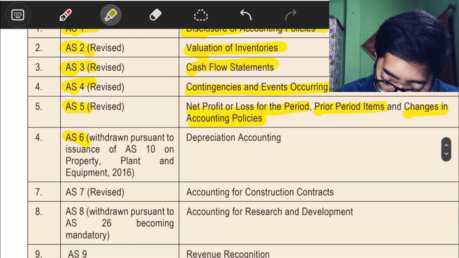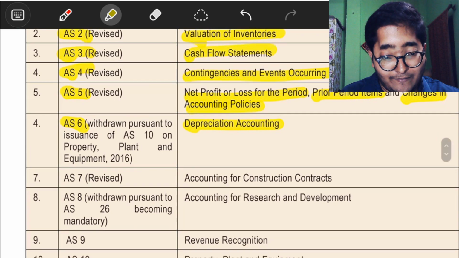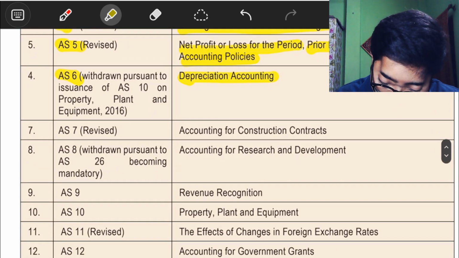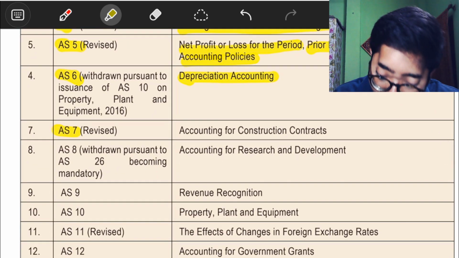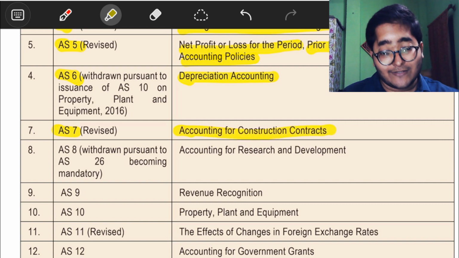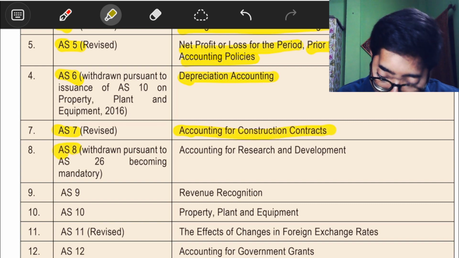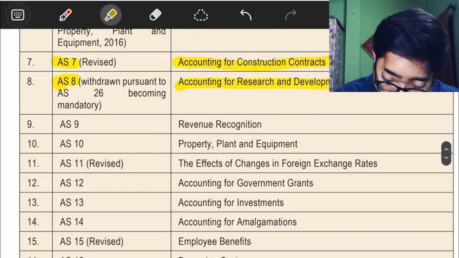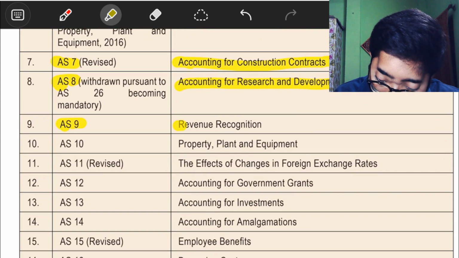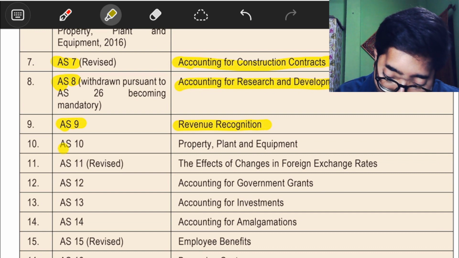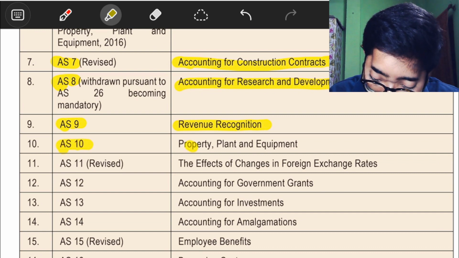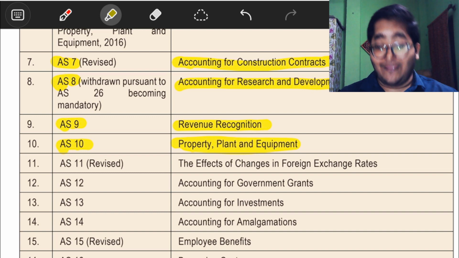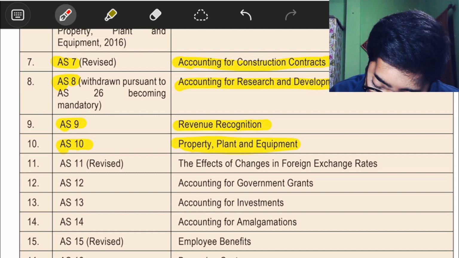AS6, depreciation accounting. AS7, accounting for construction contracts. AS8, accounting for research and development. AS9, revenue recognition. AS10, property, plant and equipment, PPE. In short, we call this PPE.